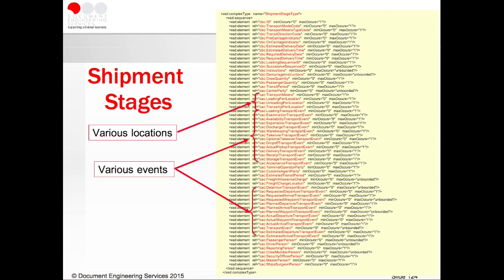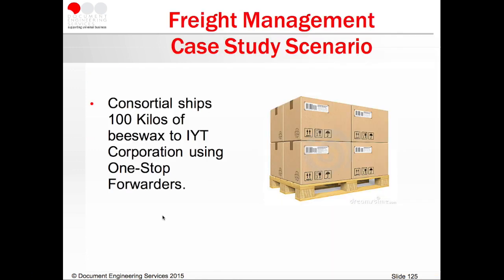And that's where we enter into the intermodal part of this. Some of these are dependent upon a particular mode of transport. So let's put some of that together and describe a case study, a very simplistic example, following on from some of the scenarios we've used in other tutorials, where this company IYT was buying beeswax from a company called Consortial.